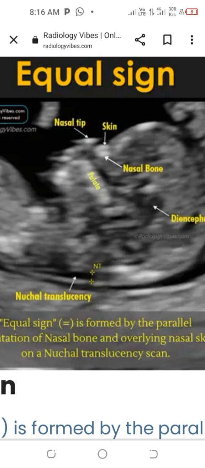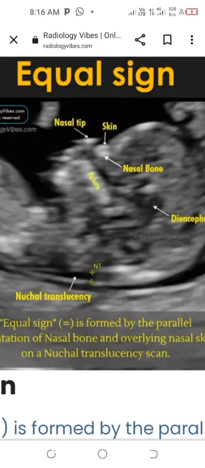In this image, you can see that a sign is shown which is called the equal sign. What is the equal sign? The equal sign is formed by the parallel orientation of the nasal bone and overlying skin, as shown in the labeled image, on the nuchal translucency scan.